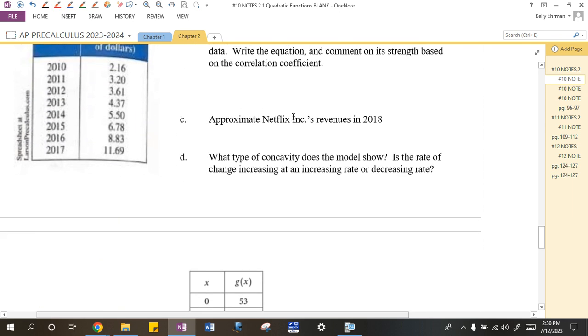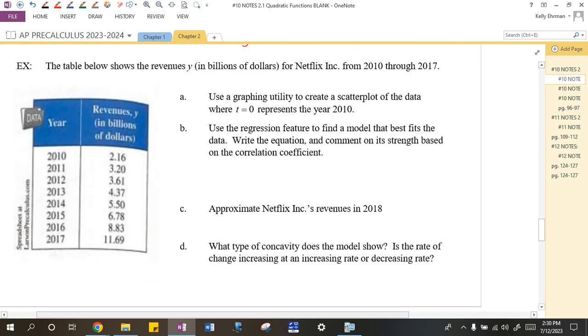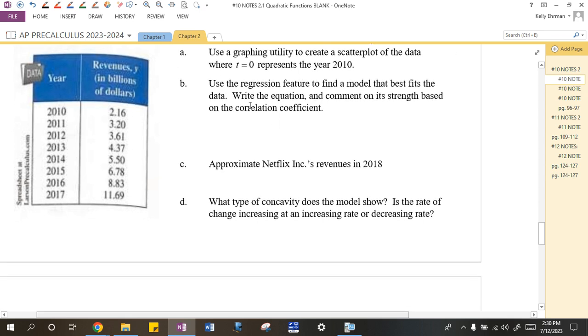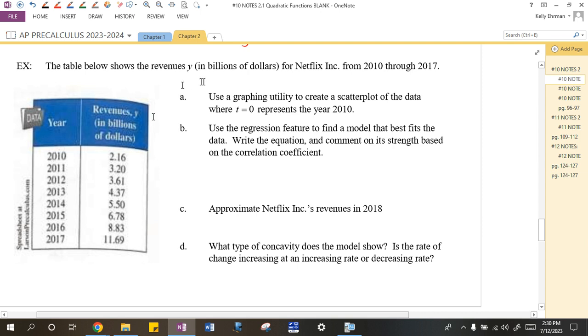Okay, last regression example here. Table below shows revenues in billions of dollars of Netflix from 2010 to 2017. Now in class, I'm probably going to say, if you need practice, we might skip over this one if we're short on time. And if you need practice, come back and watch this video. We'll just have to see how the time goes.